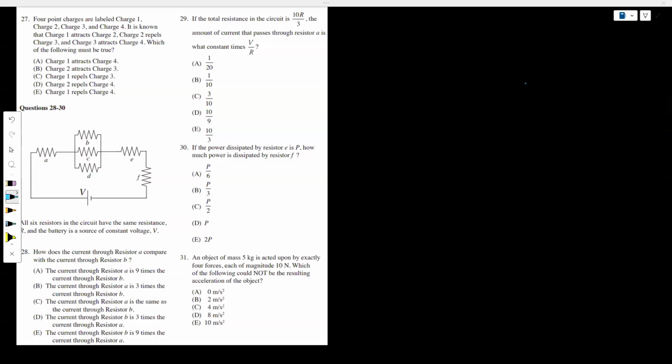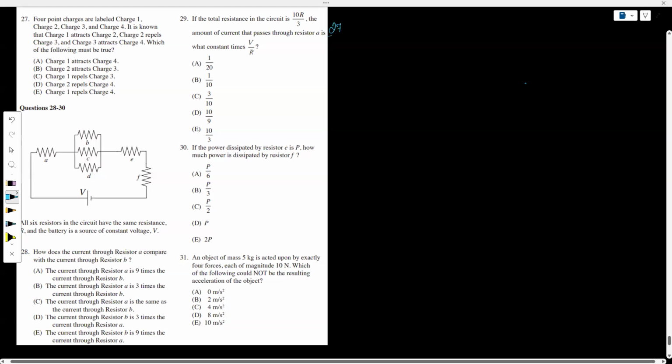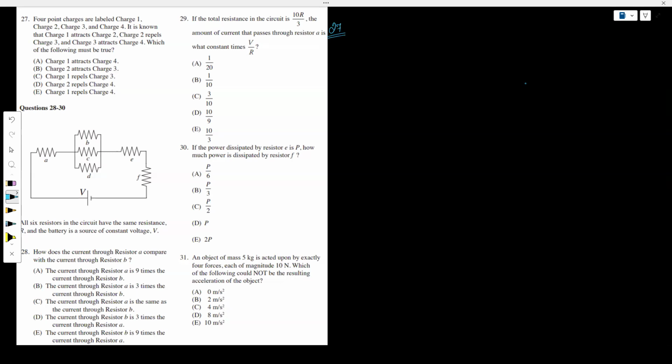All right. So the question we have is we have four charges and we are given how they behave when they are paired together. So we have charge 1 and charge 2. They attract each other. So I'm going to mark it like this. And we have charge 2 and charge 3. They repel each other. Then we have charge 3 and 4 attracting each other, right? So these are the three pieces of information that are given to us.